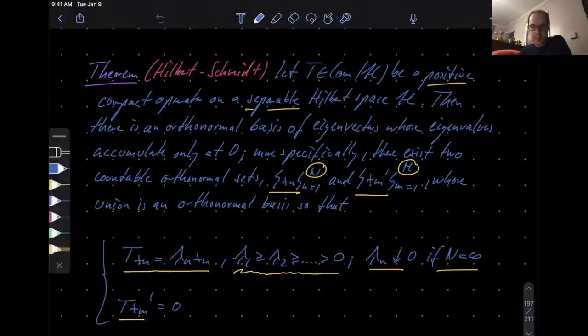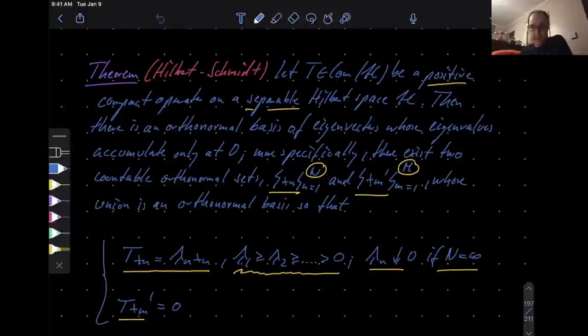So if you have a compact operator on a Hilbert space, which is positive, and the Hilbert space is separable, remember positivity implicitly means that the operator is self-adjoint. And then, as it turns out, there is an orthonormal basis for the Hilbert space consisting of eigenvectors with underlying eigenvalues that can only accumulate at zero. That part we already know from Riesz-Schauder.